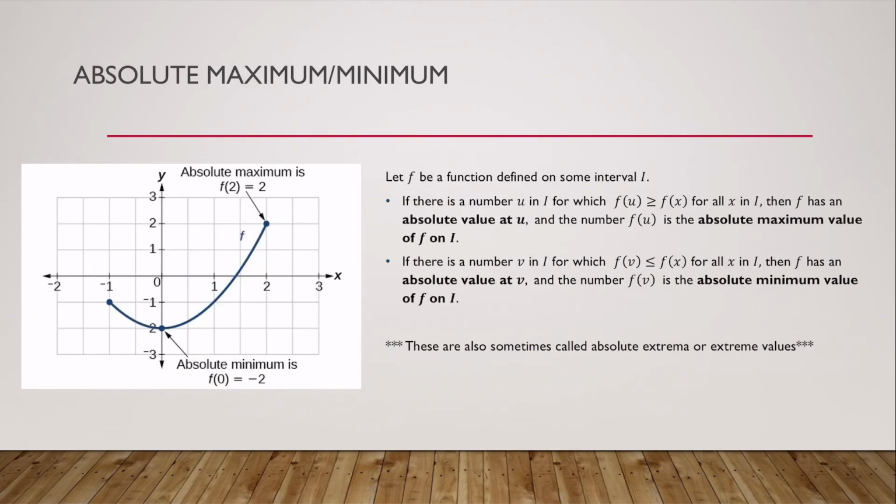We can also have absolute minimums and absolute maximums. So if I have a function on an interval, if there's some number u in that interval for which the y value is greater than all others in that defined interval, then it's an absolute maximum. If there's some v value in our interval for which f of v is less than every single y value for all of the x's in our interval, then we have an absolute minimum. These are also sometimes called absolute extrema or extreme values.